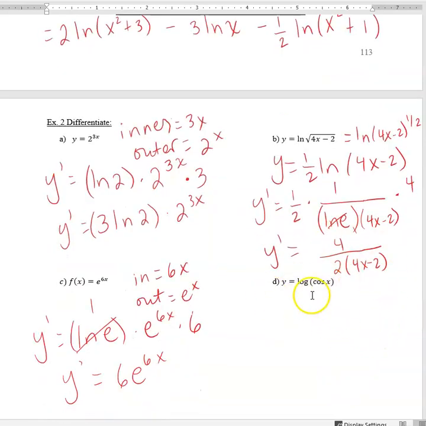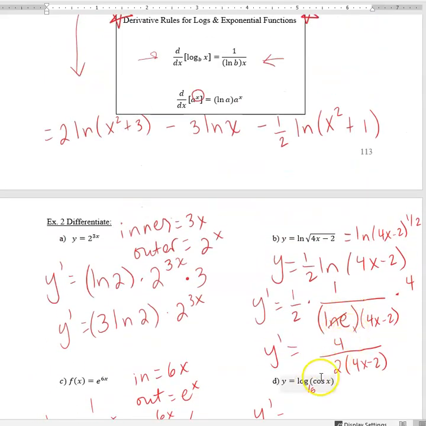Last one, letter D, we've got log of cosine of x. Remember, if it's log with no base written after it, that's a common log of base 10. So my base is 10. Nothing to expand there. It's just log of cosine, and that's it. So my derivative, I'm going to go ahead and apply the derivative rule. I have to use a chain rule again. My outer function is the log. My inner function is cosine.